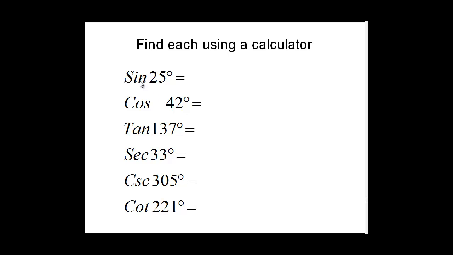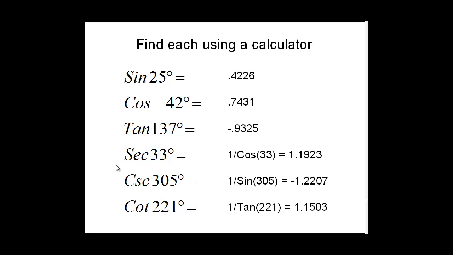You just simply push the sine key, 25 degrees. You'll get that answer. Push the cosine key. Negative is the minus down near the enter key. 42, get that answer. If you type all of these in, the correct answers should be: sine of 25 is 0.4226. Cosine of negative 42 is 0.7431. Tangent is 0.9325. It's negative.